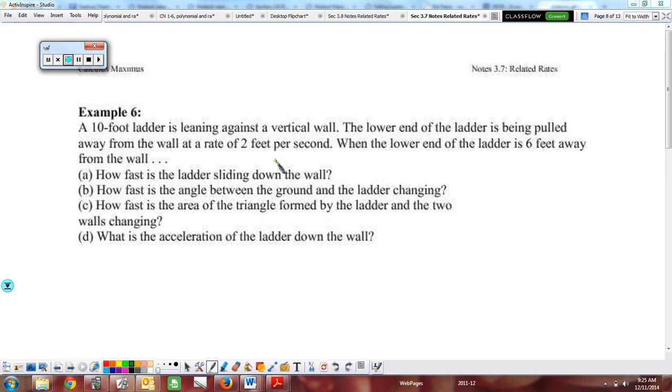All right, so now we're going to look at a classic problem that they like to give you, that you have a ladder that is leaning against the wall, and they're going to pull away the lower end of the ladder, and it's going to slide down the wall, okay? So they have 2 options with ladders, sliding down the wall or pulling it up the wall.